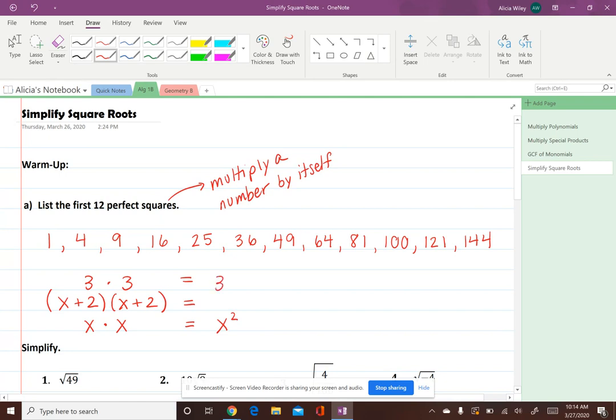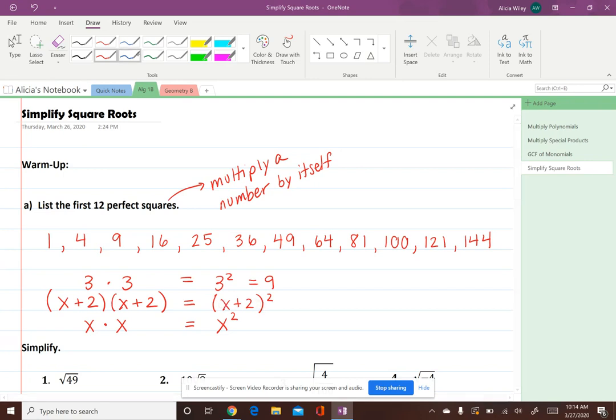3 times 3 is 3 squared, which is 9. X times x is x squared. X plus 2 times x plus 2 is x plus 2 squared, which we would have to use FOIL, or some of you have maybe learned box method, multiple distribution, in order to obtain what that actual product is.